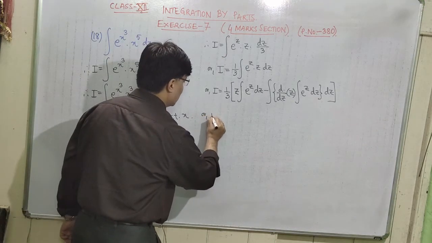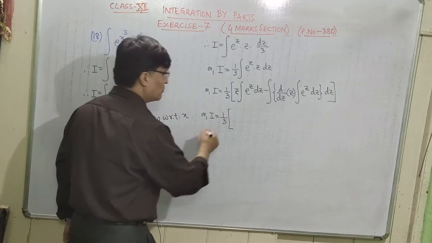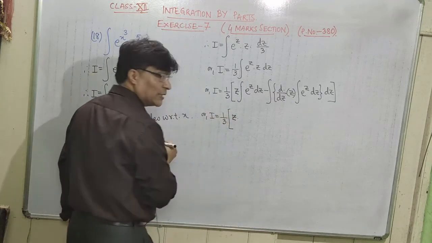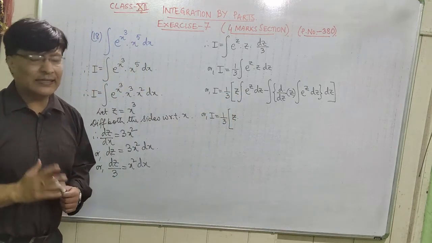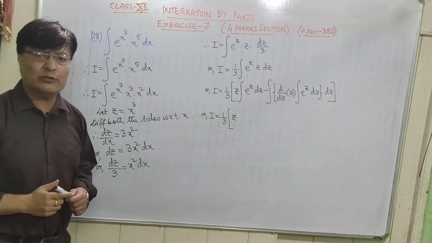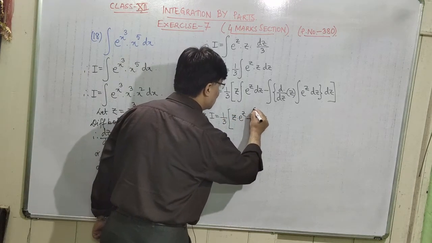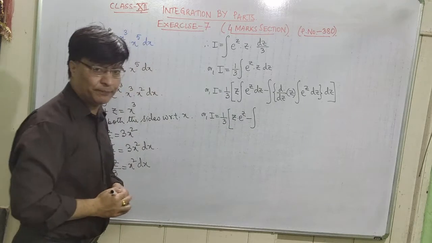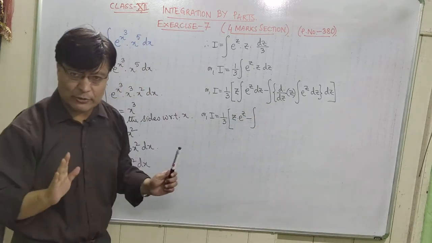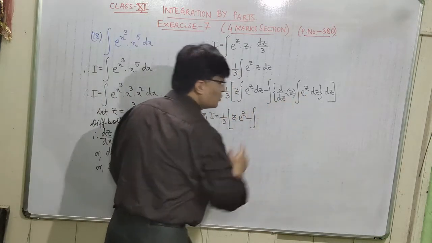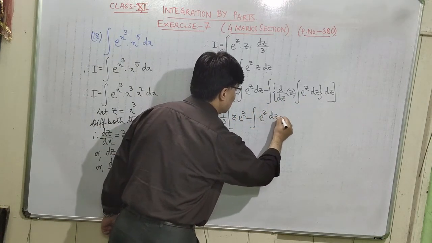So let us simplify it. I is equal to 1/3 within the bracket, z is kept as it is. What is the integration of e to the power z dz? That is e to the power z, since e to the power z is the differentiation of e to the power z. Minus the integration of, what is the derivative of z? That is 1, you don't have to write it. What is the integral of e to the power z dz? That is e to the power z dz.